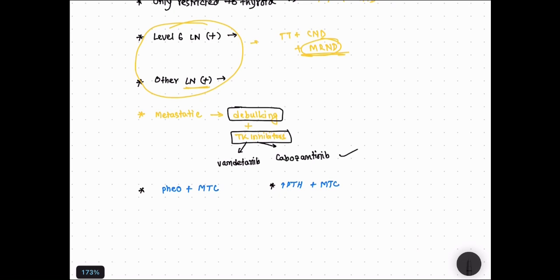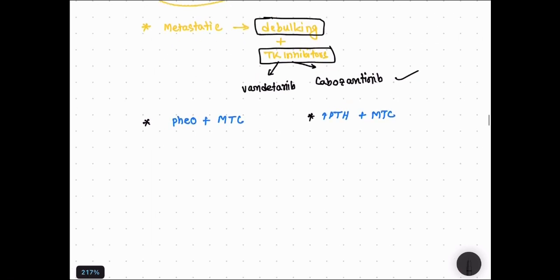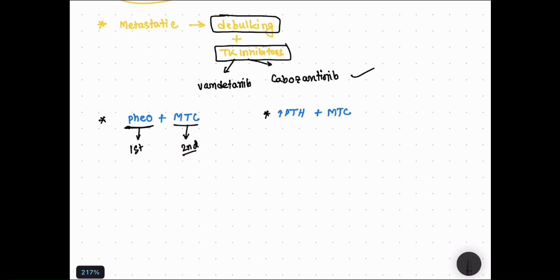Now there is a condition: I told you that medullary thyroid carcinoma is associated with MEN syndrome. One of them is pheochromocytoma, which is mostly associated with type 2B or 3. If the patient has both medullary thyroid carcinoma and pheochromocytoma, always treat the pheochromocytoma first and then go for medullary thyroid carcinoma management. As I also told you, the parathyroid gland is involved; parathyroid adenoma is there because of MEN syndrome. So if hyperparathyroidism and MTC are present, you can manage both simultaneously.